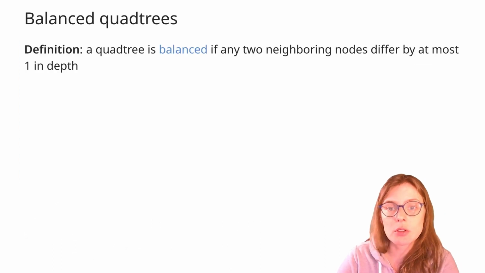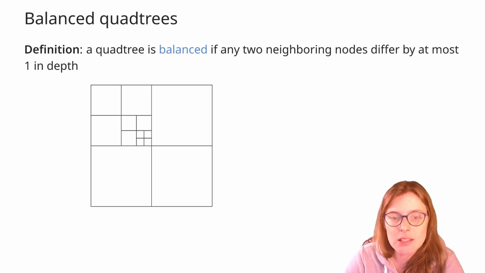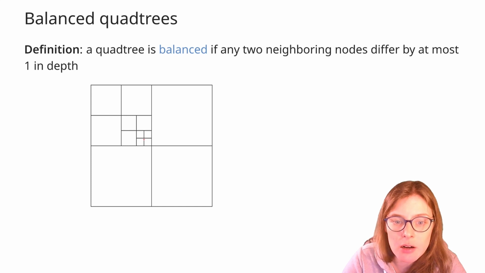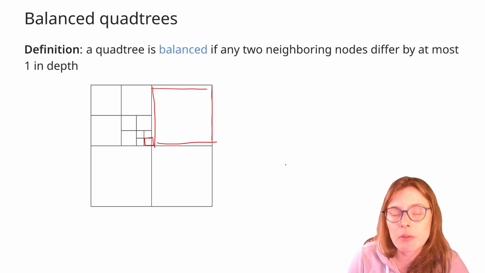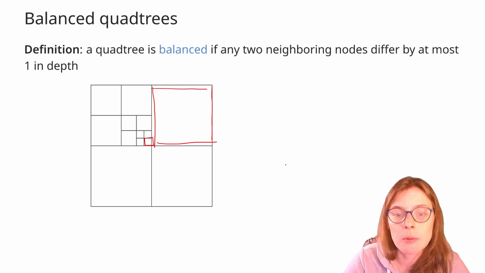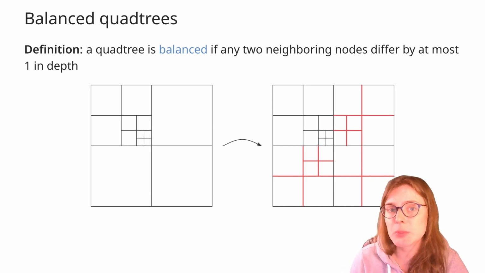A quadtree is called balanced if any two nodes corresponding to neighboring squares differ by at most 1 in depth. This is an example of an unbalanced quadtree. We see that there are two neighboring squares whose corresponding nodes will lie at depth further apart than 1. To make this quadtree balanced, we can subdivide some of the squares until all neighboring squares differ in size by at most a factor of 2, meaning that their corresponding nodes lie in neighboring levels of the tree.